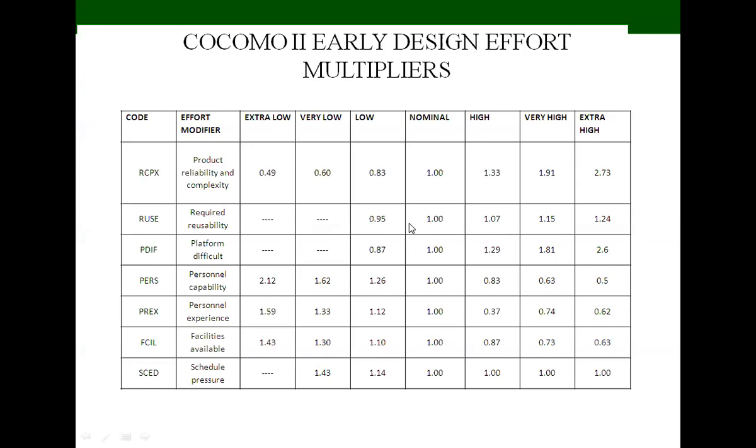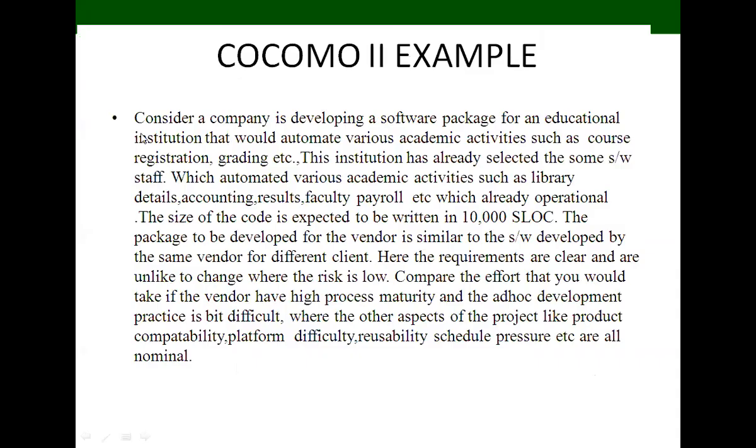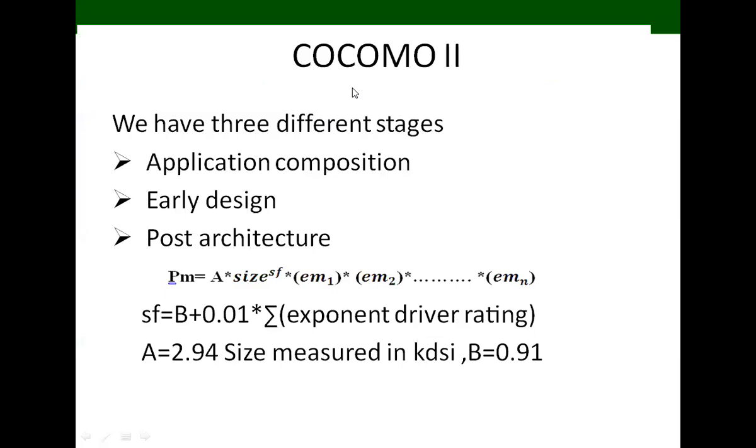Yesterday I already told you. And these are the effort multipliers. Okay. Then this is the COCOMO 2 example. Today I'm going to explain this example depending on these values and this formula. Okay.